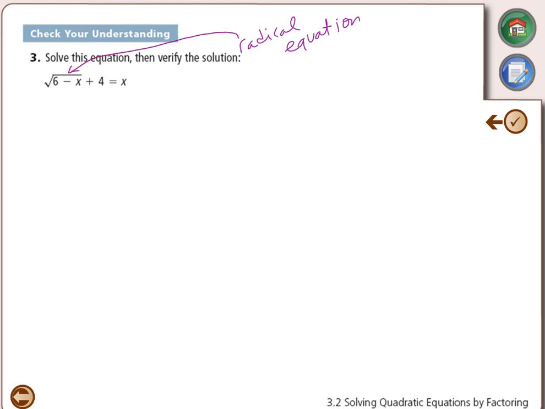Okay? Well, in order to solve still means the same thing. What value of x is going to make this work? In order to do it, the first step, number 1, is isolate the radical. Let's get the radical all by its lonesome on one side. Well, in order to do that, we're going to take the 4 and move it over to the other side. So subtract 4 from both sides. Gives us square root of 6 minus x is equal to, that will cancel off, 4 minus x. There's step number 1.